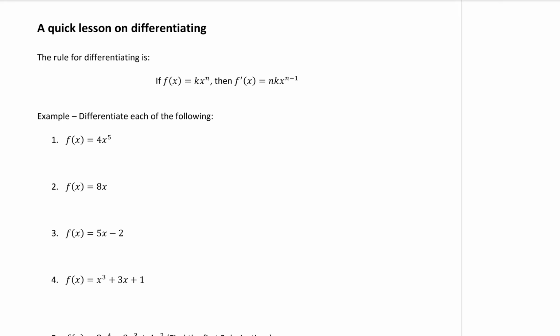To differentiate something, if I give you a function where k is a number at the front and x to some power of n, what you do is that power of n comes down the front and multiplies with the k. So you have n times k. X is still there, but you subtract 1 from the power, so that it becomes n minus 1. And the notation for differentiating is that you put a little dash there. So f of x was my original function. The derivative is f dash x.